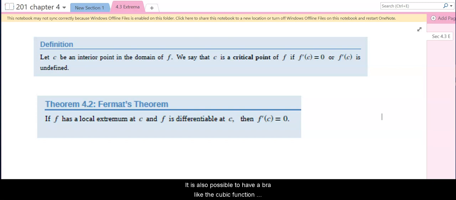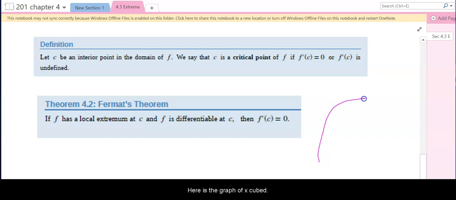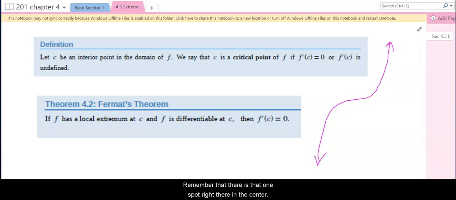It is also possible to have a graph like the cubic function that has a critical value that's neither the top of a hill, nor the bottom of a valley, nor a corner, nor a cusp, and yet the derivative is 0. Here is the graph of x cubed. Remember that there is that one spot right there in the center where the tangent line appears to go horizontal. At that point, the tangent line goes horizontal, which means that the derivative there at 0 is 0. However, that is not a relative extrema.